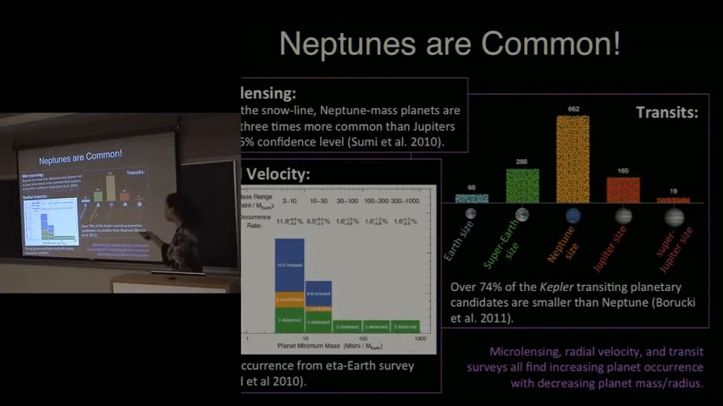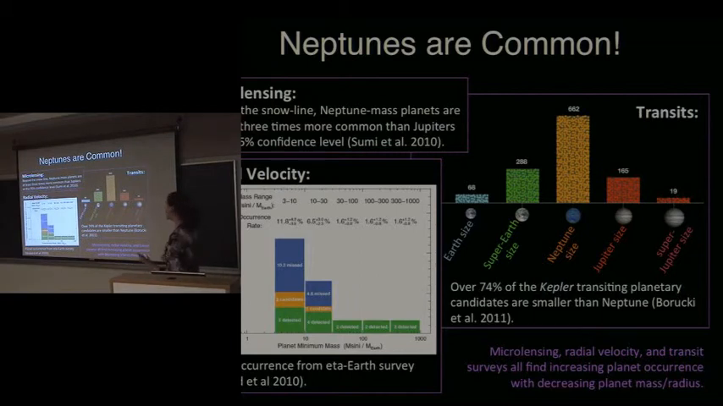And then microlensing surveys were some of the first to provide hints that Neptunes were common, even though they're sensitive to planets further out from their star on longer periods. But it found that beyond the snow line, Neptune-mass planets are at least 3 times more common than Jupiter-mass planets.